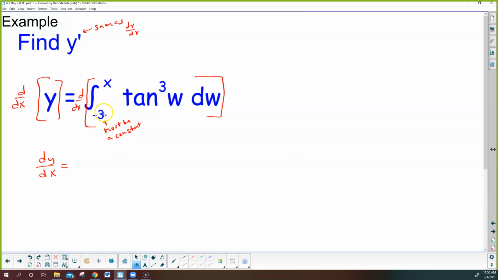Okay, and -3 is a constant. The variable should be up top. If it's not, remember we can flip the bounds and make the opposite sign. So I'm not too worried about that. But what happens then is the derivative and the integral are going to reduce each other out, and because this 3 will be a constant and the derivative of the constant is 0, you're just going to plug in x wherever there's a w, and your derivative is that value. It's that easy.